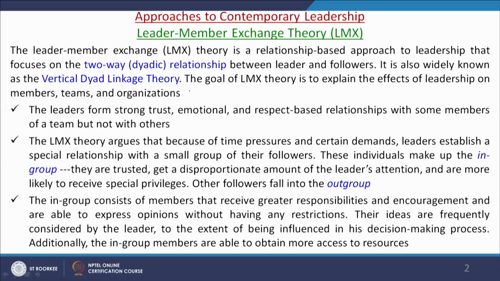So, the leader is highly influenced in the decision making process, because the members of the in-group are very much involved and highly participative in it. Additionally, the in-group members are able to obtain more access to resources, since they are participating in the decision making process and enjoying more privileges than the members of the out-group. In that way, when the members of the in-group receive so much attention from the leader, the decision making process also becomes very effective in its own way.